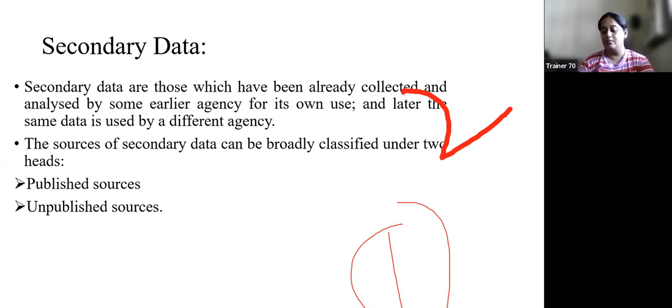Why second-hand data? Because किसी और ने already उसको collect कर लिया था. That is available on internet, that is available on Google. You can directly scroll through and you can get that data who already collected है and anyone can use. That is why it is called second-hand data.